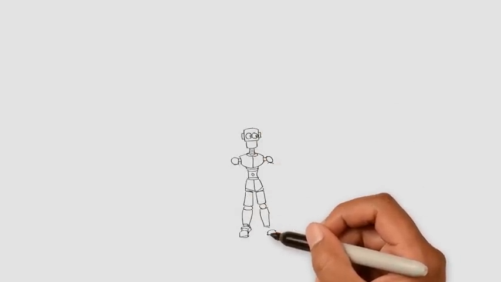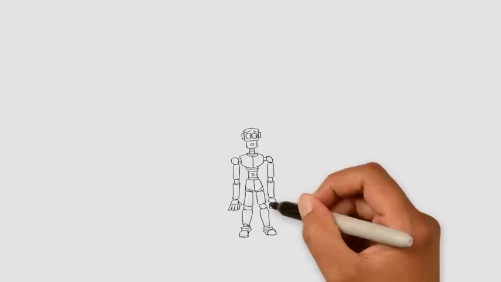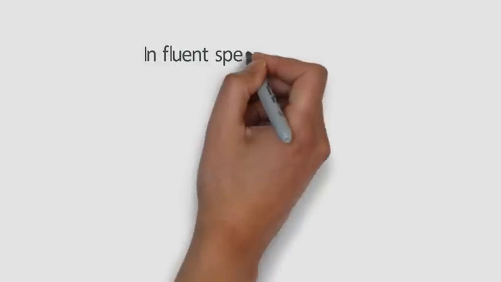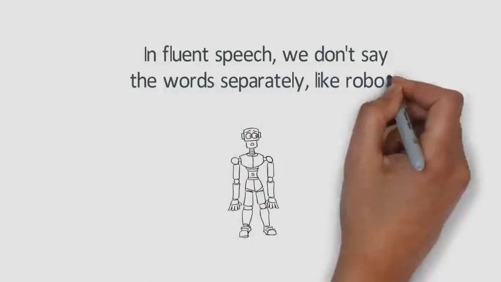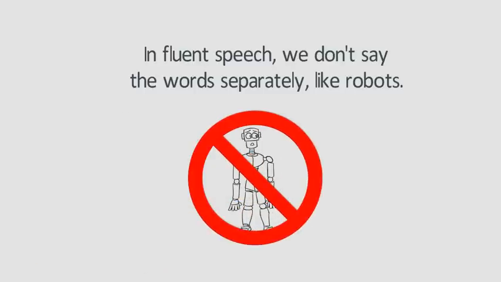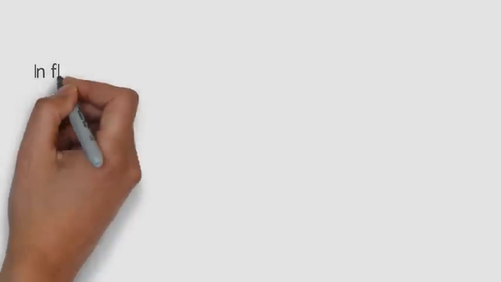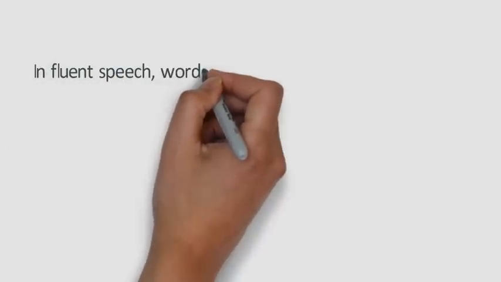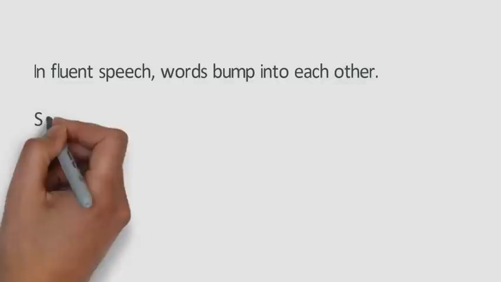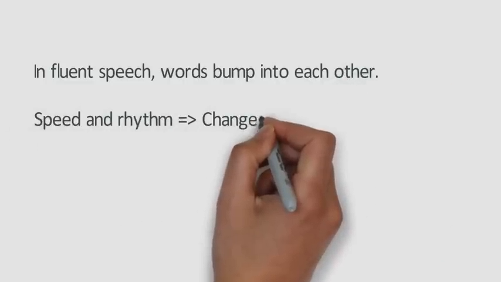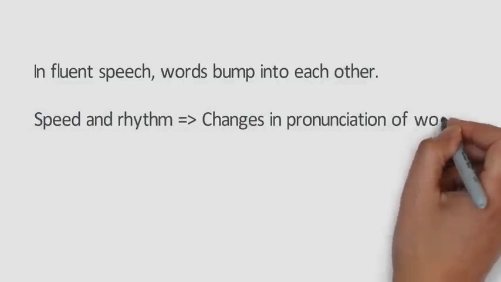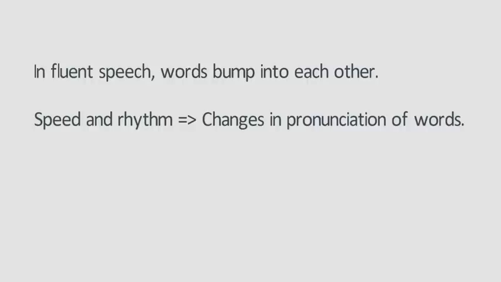Next time you listen to a native speaker talking in English, try to focus on how they say each word. I'm sure you won't hear them say each word separately, like a robot would do. Instead, words will bump into each other as the speaker tries to keep a constant rhythm of speech. Because of the speed, they will make some changes to the pronunciation of the words, usually concerning the beginning and ending sounds of the words.